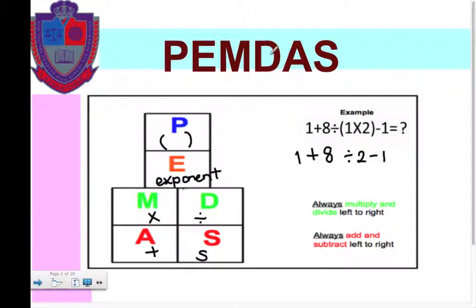If I look down on PEMDAS, I'm going to divide. This actually becomes 1 plus 4. 8 divided by 2 is 4, minus 1. I have addition and subtraction. Notice they're on the same row. So that means I do whichever comes first from left to right. So 1 plus 4 is 5. Take away 1 is 4. That's my final answer.